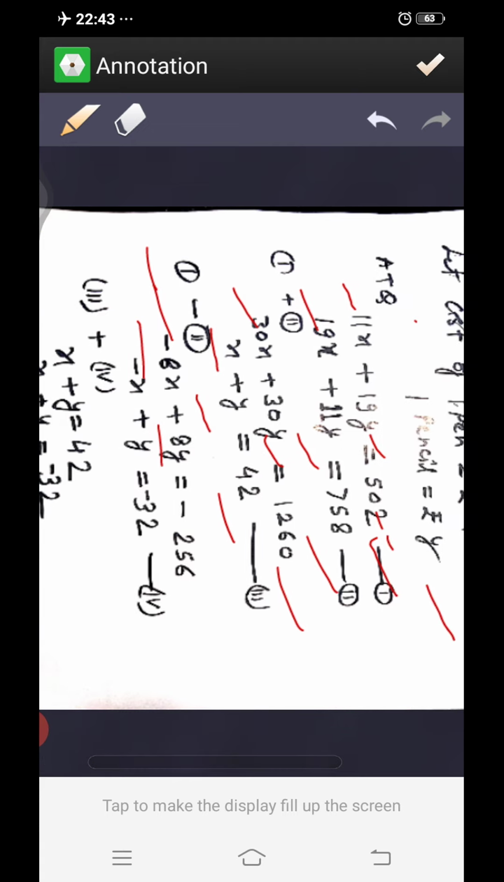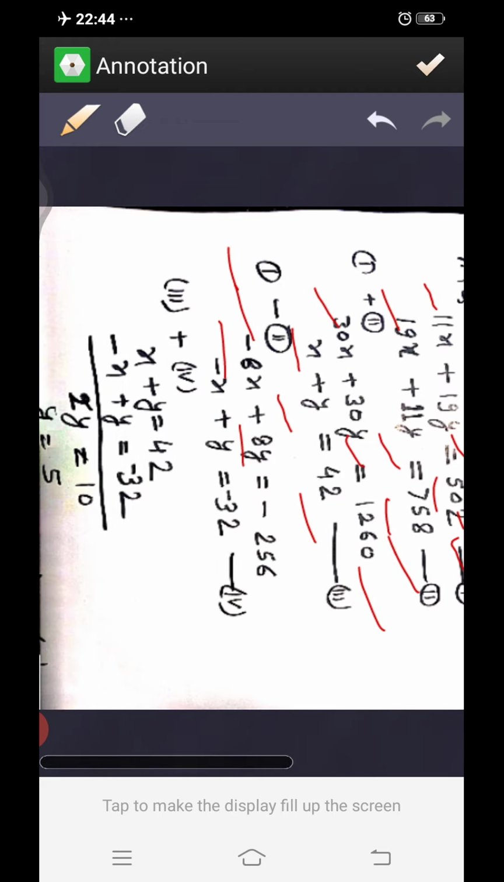And 502 minus 758. So we get minus 256. It is divisible by 8. We are dividing this whole equation by 8. So we are getting minus x plus y equal to minus 32. Now we can see in equations third and fourth, third we have x plus y equal to 42, and fourth we have minus x plus y equal to minus 32. So you can see that x part same and different sign.